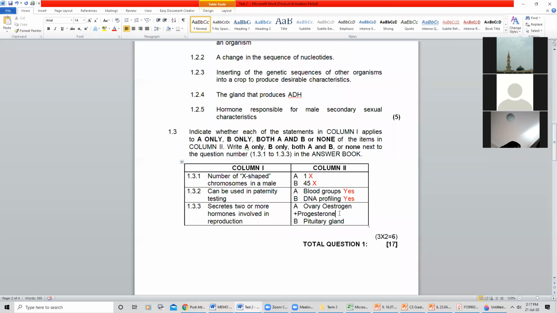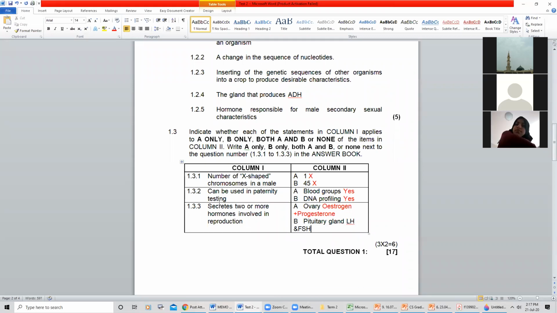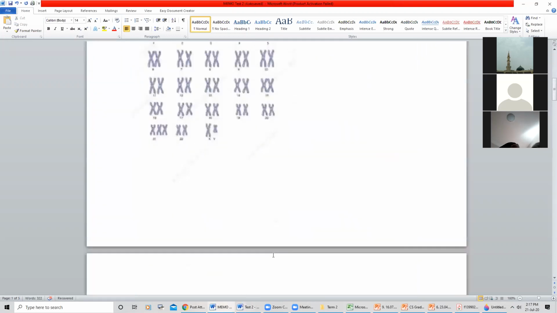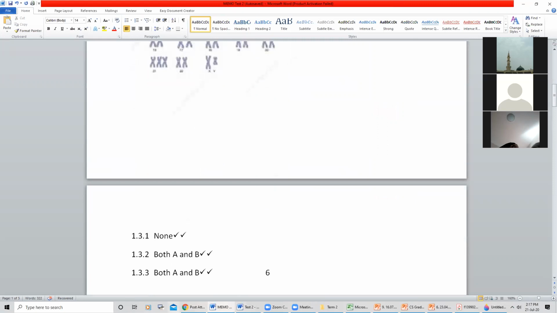And then from the pituitary gland, which 2 are secreted that are involved in this process? Pituitary gland secretes 2 hormones also that are involved in reproduction. That's good, LH and FSH. Good, right? So those 2 mean that both A and B satisfy the statement in column 1, and therefore the answer is both A and B. So if you look at our answer there, the first one was none, and then both A and B, and both A and B.